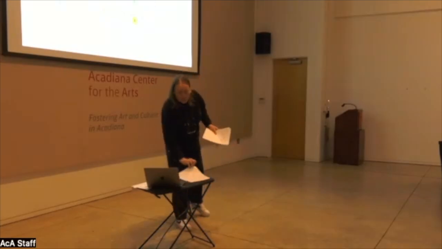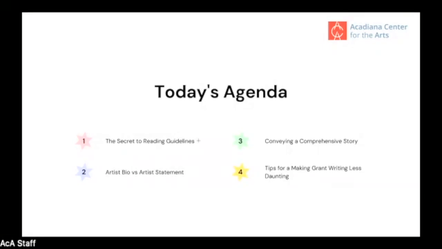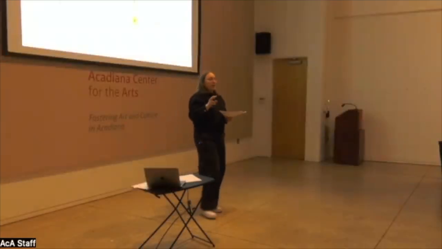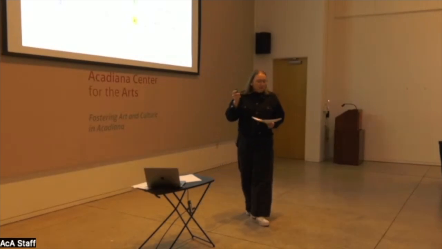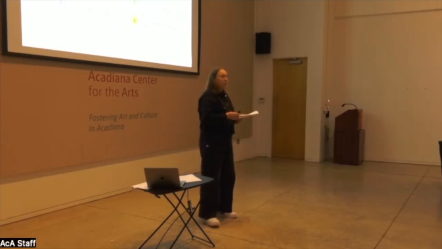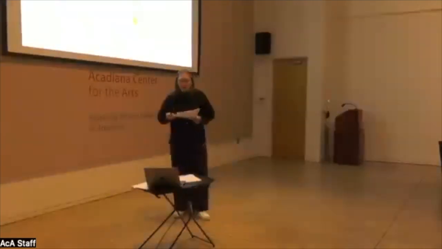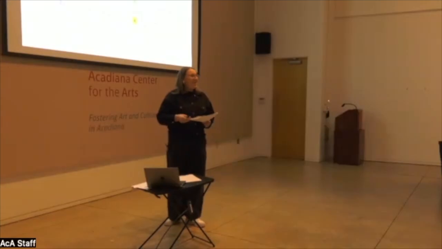So today's agenda, we're going to look at a few different things. We will start off with a few of the basics. The secret to reading guidelines, which you've already started doing. And the big secret is that there is no secret. You just actually have to read them. Number 2 is an artist bio versus an artist statement. I know that this trips a lot of people up, so we're just going to go over that briefly. Number 3, we're going to look at conveying a comprehensive story. That's the area that we'll spend the most time today, because I think that's probably what most people want to know, is how to get their point across. And then we'll look at some tips on making grant writing less daunting.